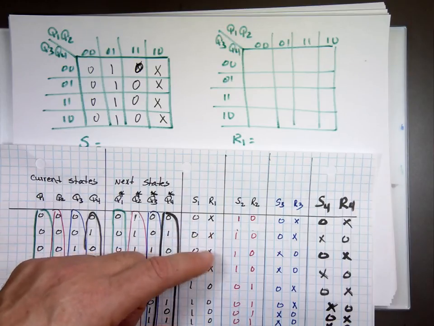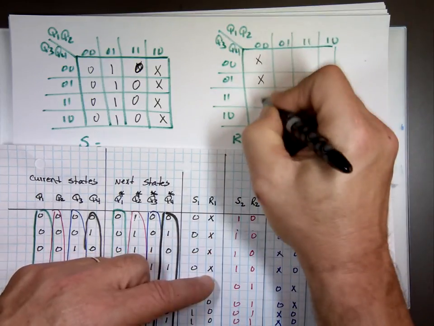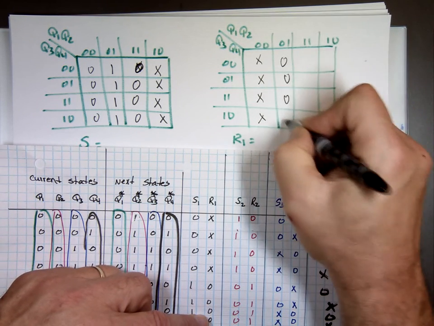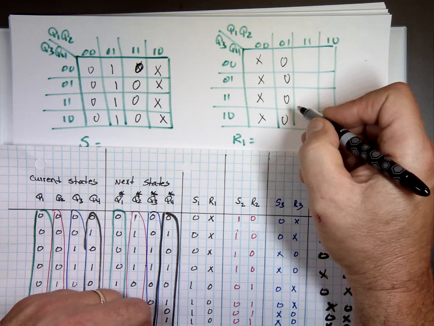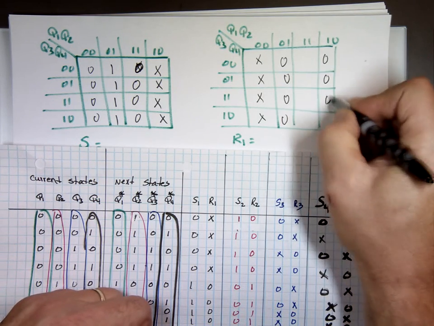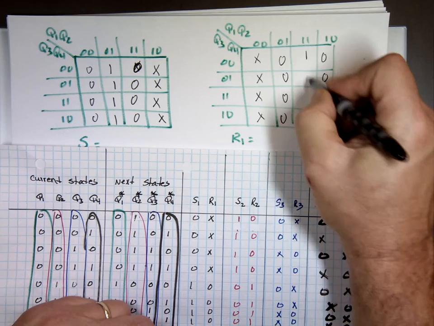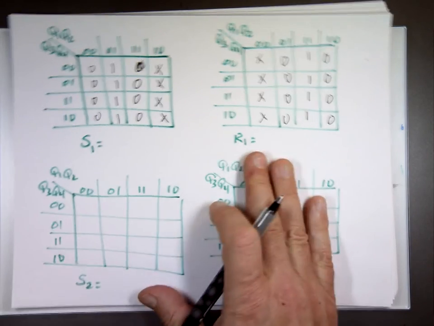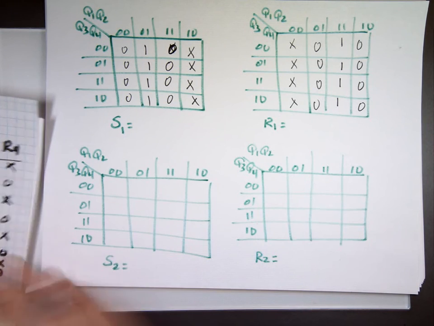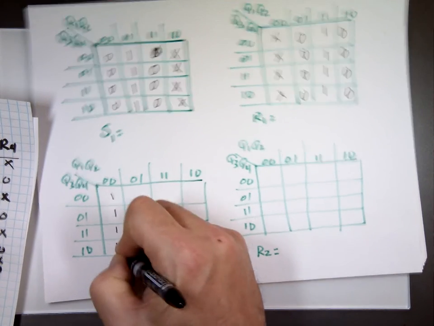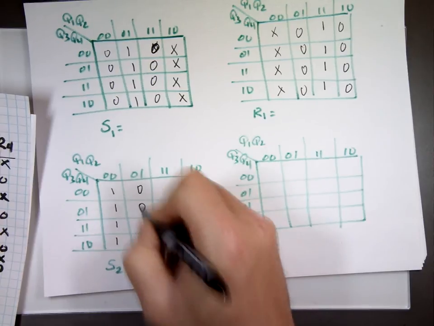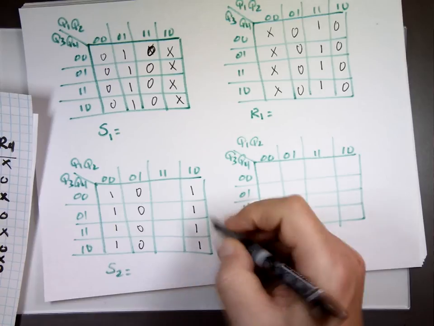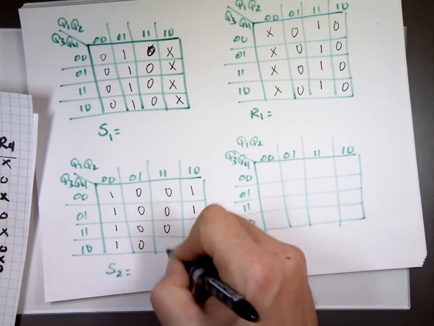4 of them. 4 zeros. 4 zeros. 4 ones. Then S2. 1, 2, 3, 4 ones. 4 zeros. 4 ones. 4 zeros. Should be a nice one to build in the lab. This is not bad at all.